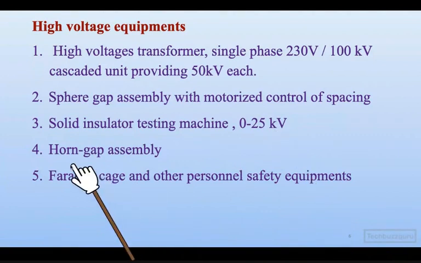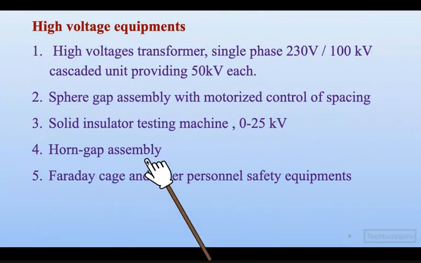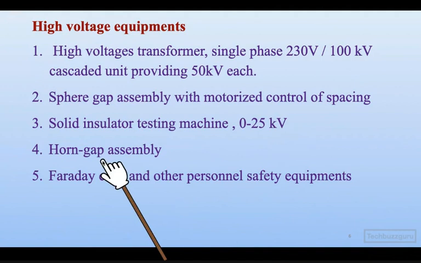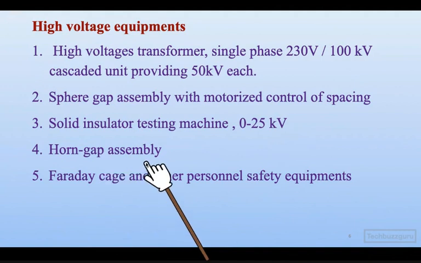Then we have the horn gap assembly. Okay, so the horn gap assembly is mainly a type of lightning arrestor. We are going to check the operation, how the horn gap assembly works. Okay, this works at a voltage of 20 kV as well.